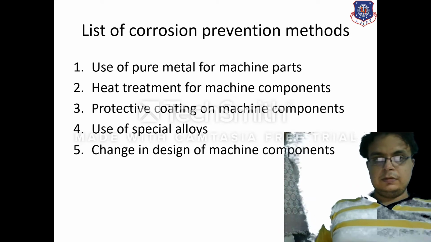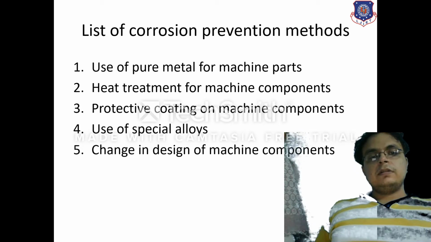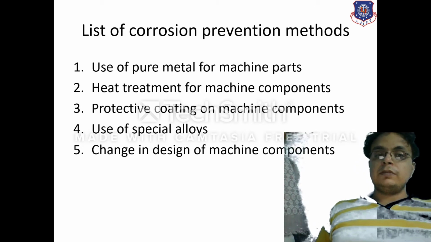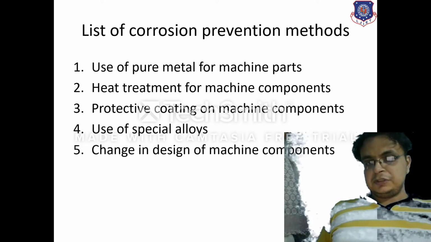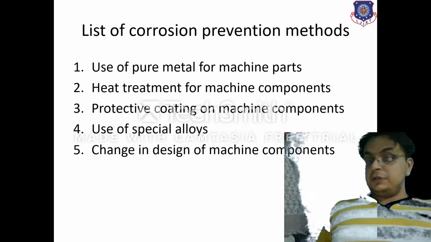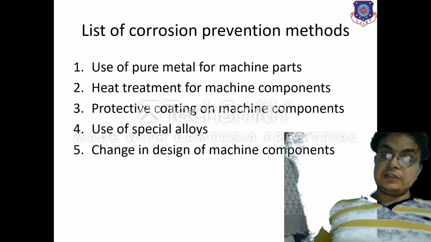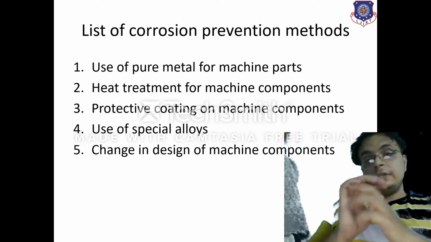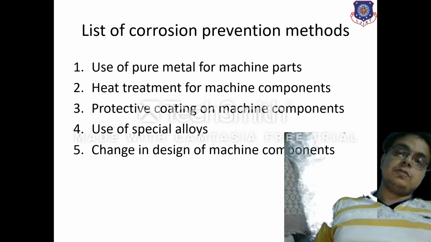First of all, the list of methods for the prevention of corrosion is: first, use of pure metal for the machine; heat treatment for the machine components; protective coating of the machines; use of special alloys; and change in the design. So these are general methods that can be used for the prevention of corrosion.